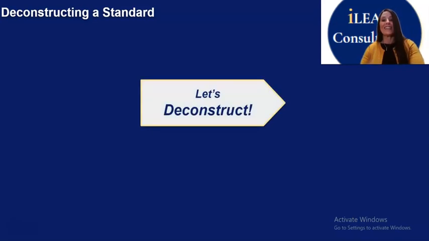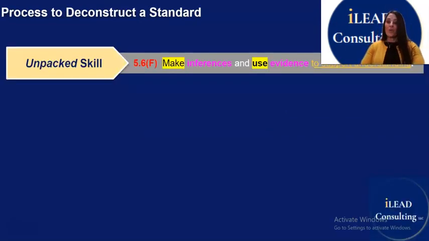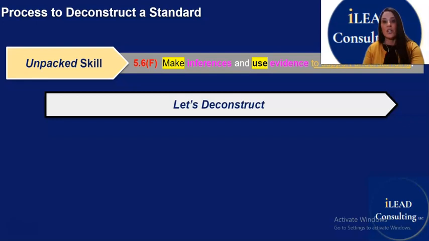Again, this is my favorite part of the planning process. Why? Because this is where educators shine. So you now have on your screen where I've unpacked 5.6f. Let's deconstruct. I'm going to make inferences and use text evidence or use evidence to support understanding.